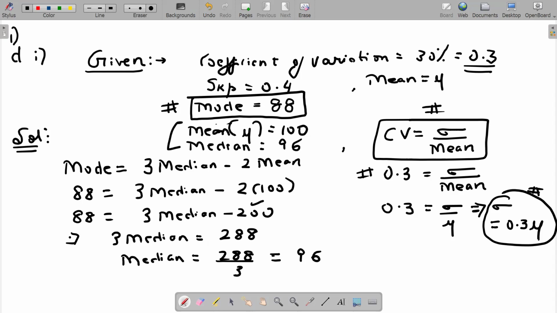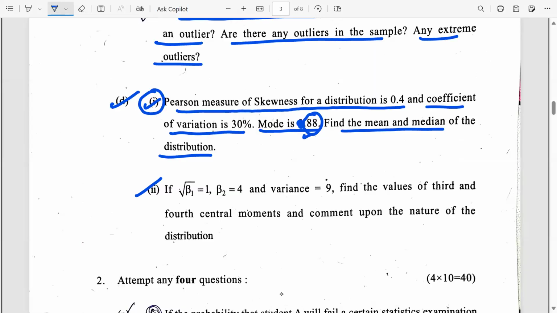So this is what we had to find out. These are my answers. The mean is 100, median is 96. Okay. Now coming back to the next part, part 2.